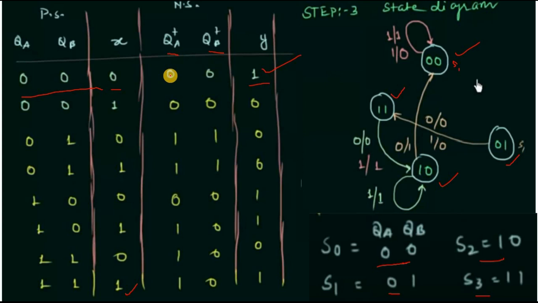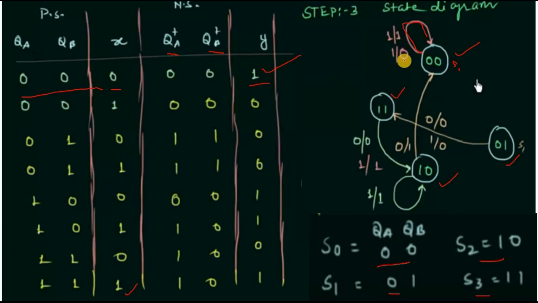So that means 0 0. With input 0, output is 1. That means there are 2 possibilities here. Those 2 possibilities are that the input might be 1 and the output might be 0 or 1.